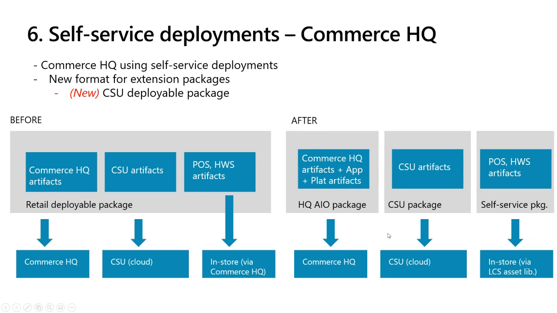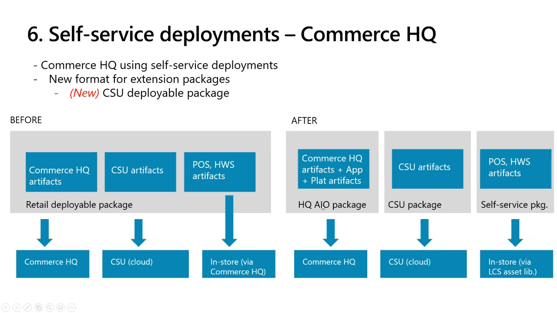And in this model, what you essentially do is you create 3 different extensibility packages for your customizations. So you create one package for your back office artifacts. These include artifacts for Commerce HQ, as well as extensions to the app model that you might have, both for commerce as well as for finance or supply chain if you're using those, and any platform artifacts. So you combine all of those into a single all-in-one package.